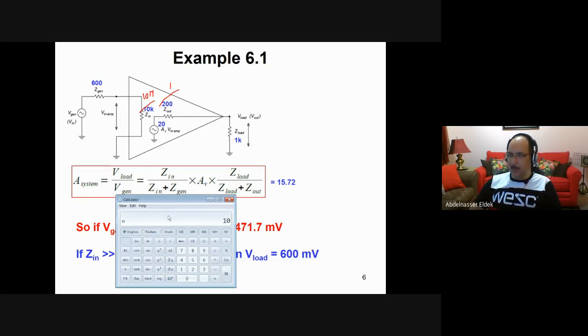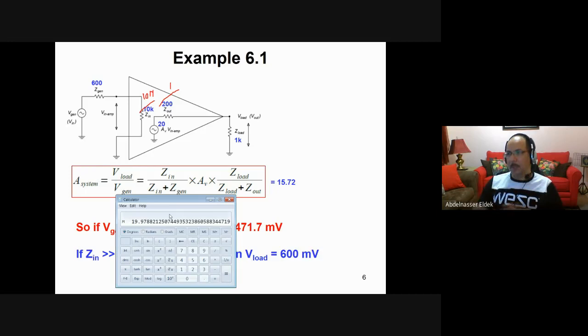Zin is 10 mega. So 10 mega, 10 million, divided by 10 million plus 600, equal, multiplied by AV, which is 20, multiplied by Z load, which is 1K, so this is 1000, divided by 1K, which is 1000, plus Z out, which is 1.